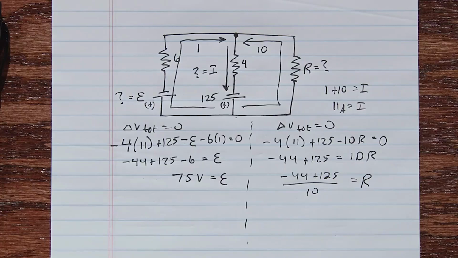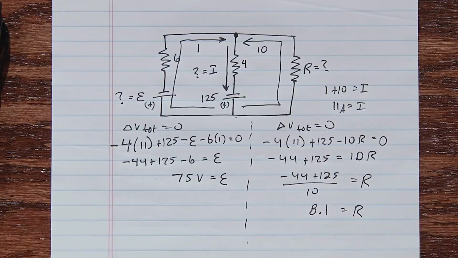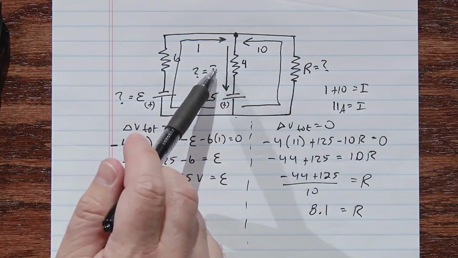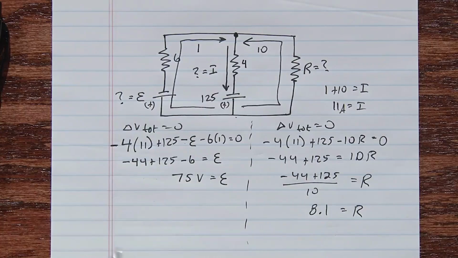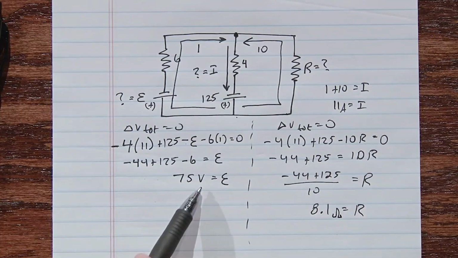So I have the quantity minus 44 plus 125 divided by 10 equals 8.1. 8.1 is equal to R. And so we've figured everything we can about the circuit. We figured out the unknown current, even though we weren't asked for it. We figured out the unknown EMF, and we figured out the unknown resistance of 8.1 ohms.